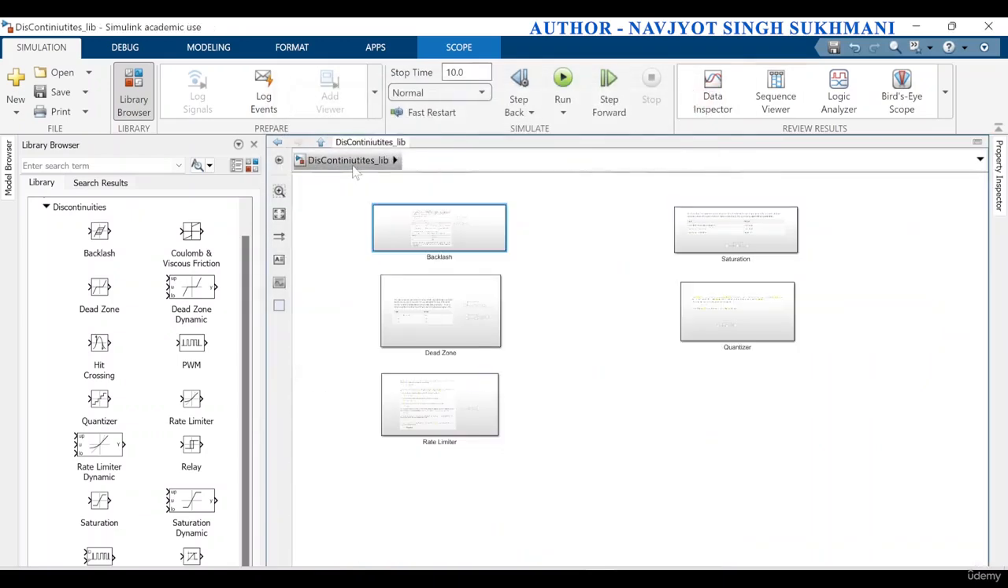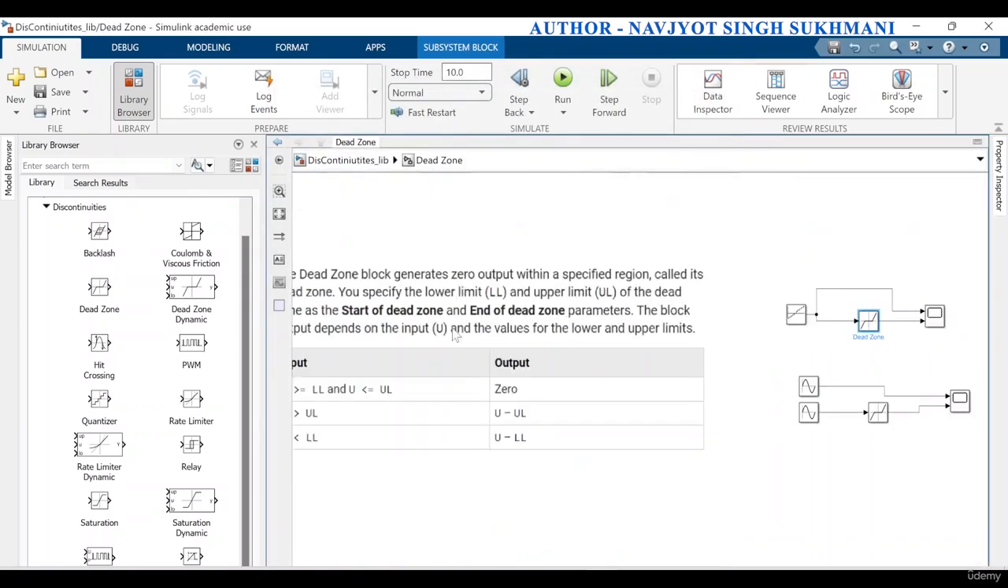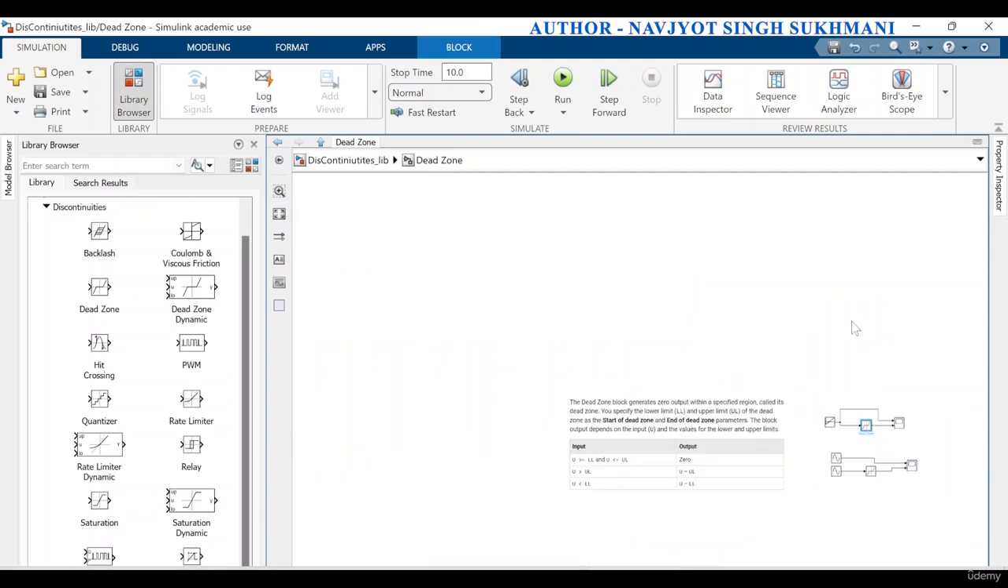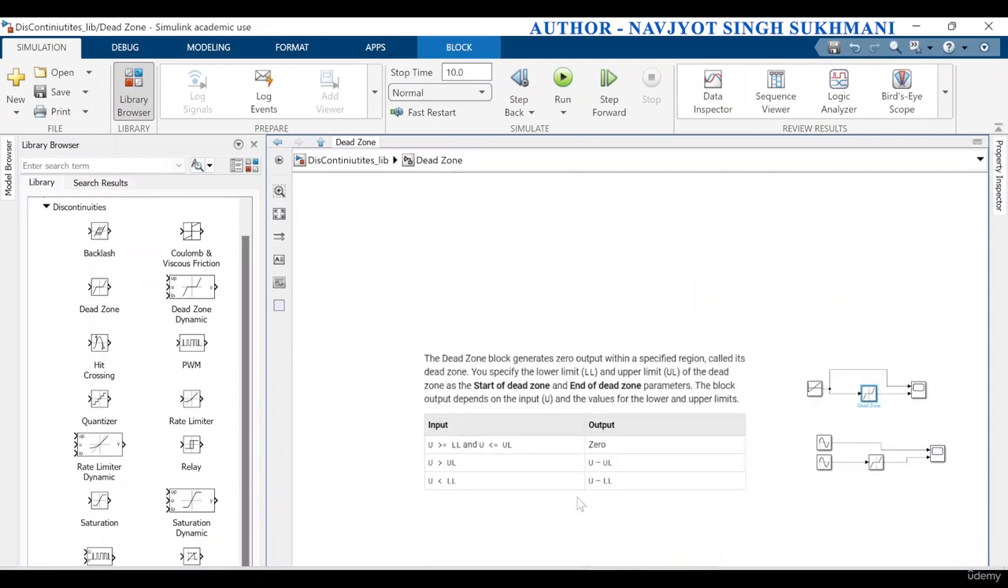Next we will see the dead zone. What is the dead zone referred to for? Everyone will get this kind of question. Give me a second, I'm showing you here. The dead zone block generates zero output within a specific region called the dead zone. You specify the lower limit LL and upper limit UL of the dead zone as the start of dead zone and end of dead zone parameters. The block output depends upon the input U and the values of the lower limit and upper limit.